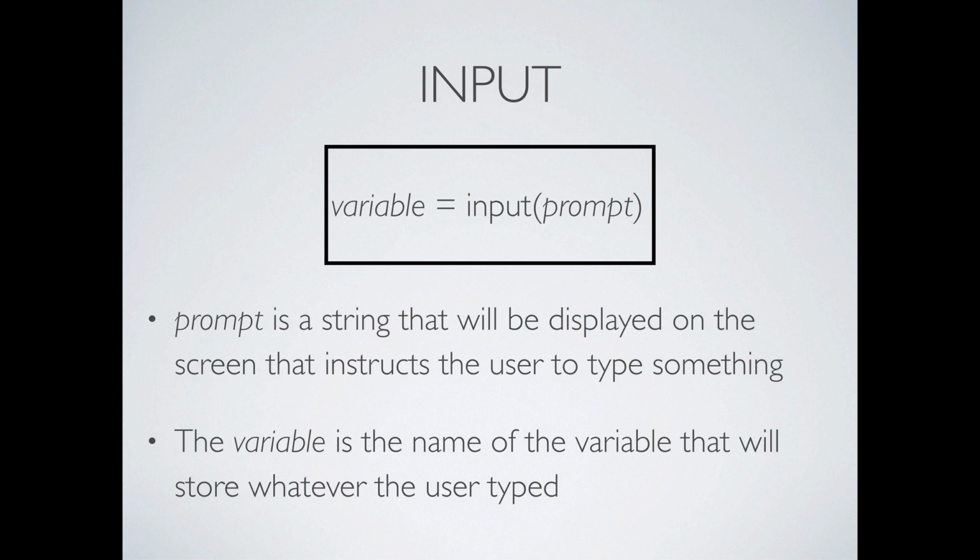And again, this variable, like I said, is the name of the variable that will store whatever the user types in. So again, this variable is a storage location. So that prompt is displayed, "How old are you?" let's say. The user types in their age. Whatever age they type in will be stored into this variable. It's pretty cool, actually.